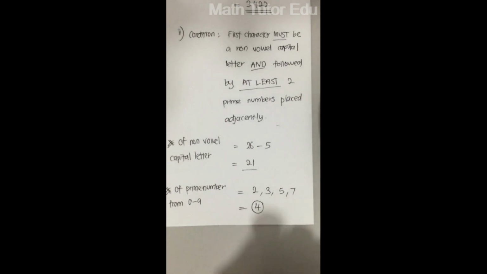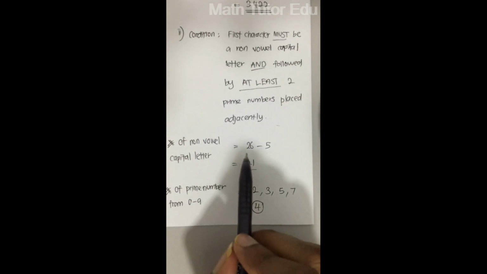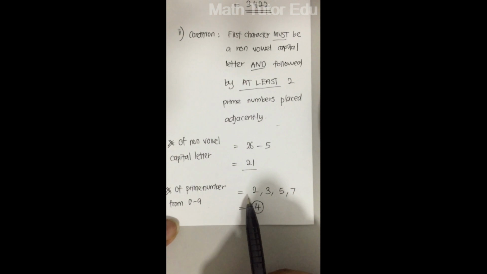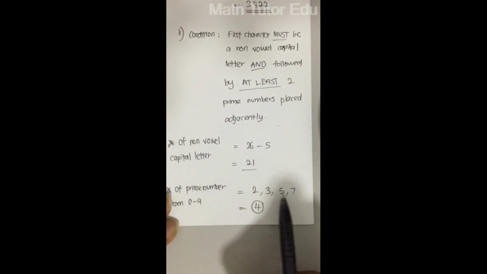So I hope you guys are clear about these two pieces of information. You have the number of non-vowel capital letters, and you already have the prime numbers from 0 to 9, a total of 4, which are 2, 3, 5, 7. By the way, you can ask me, sir, why didn't you put 1 as a prime number? Technically, 1 cannot be a prime number because in order to have a prime number, you must have at least 2 factors. 1 has only 1 factor, hence it cannot be a prime number. Simple explanation, guys. Hence your prime numbers start with 2, followed by 3, 5, 7.